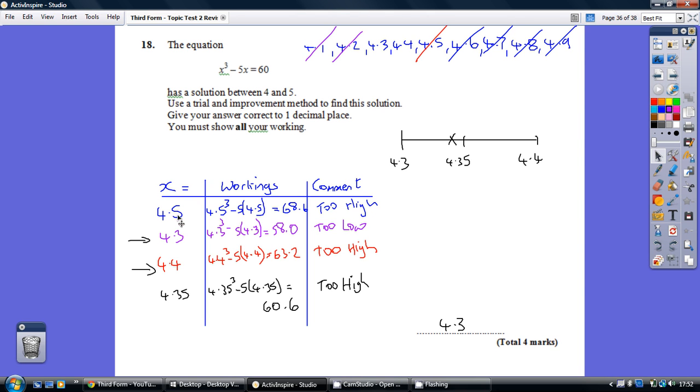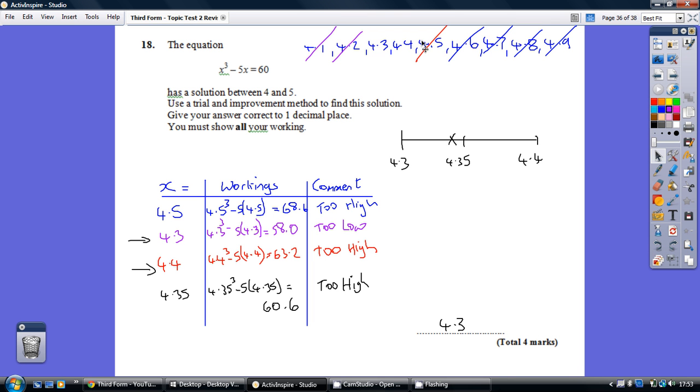So 4.5. If x is 4.5 and we cube it and we take away 5 lots of 4.5, we get 68.6, which is too high. That's bigger than 60. So we write the comment too high. So 4.5 is too high. So by definition, our true answer is lower. So we can already cross out 4.6, 4.7, 4.8 and 4.9. They cannot be the final answer we want. 4.5 could still be, but anything bigger we don't want, so we've rejected those 4.